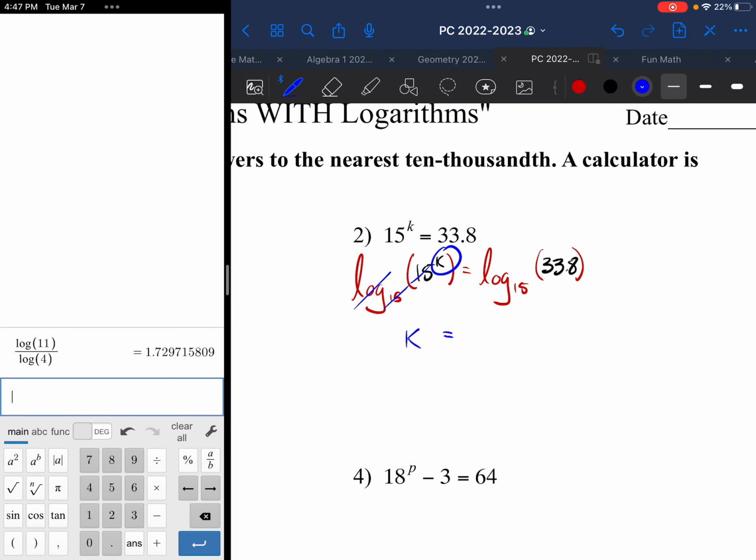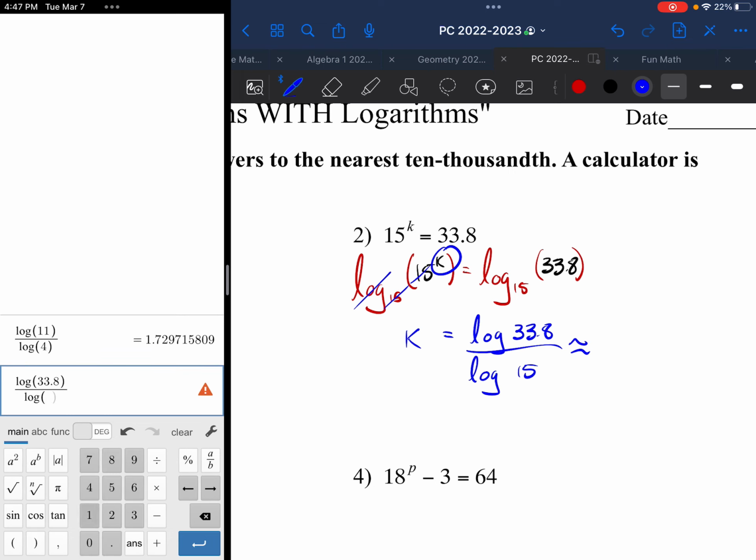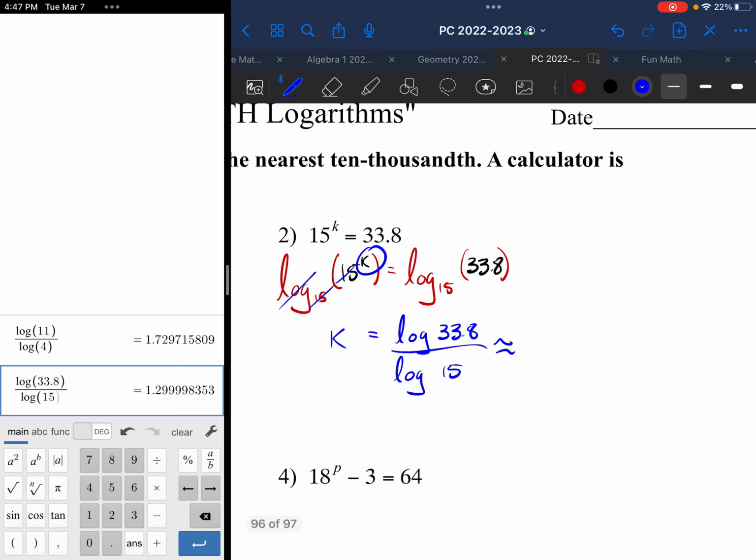On the right-hand side, I'm going to do a change of base formula all at the same time. So I'm going to have a fraction of logs. I have a log of 33.8, and in the bottom of the fraction, the denominator, to be technically correct, is log of 15, and then I can punch this into the calculator. So here we go. We have log of 33.8, and that's all going to be divided by log of 15. And I get, ooh, that came out to, I have to round up, don't I?